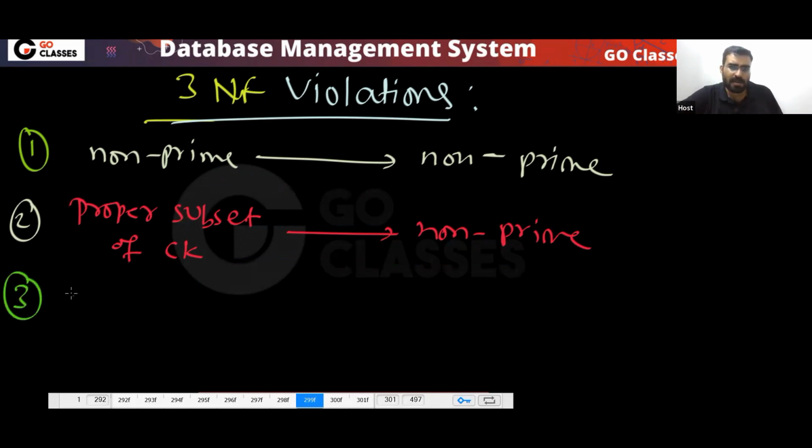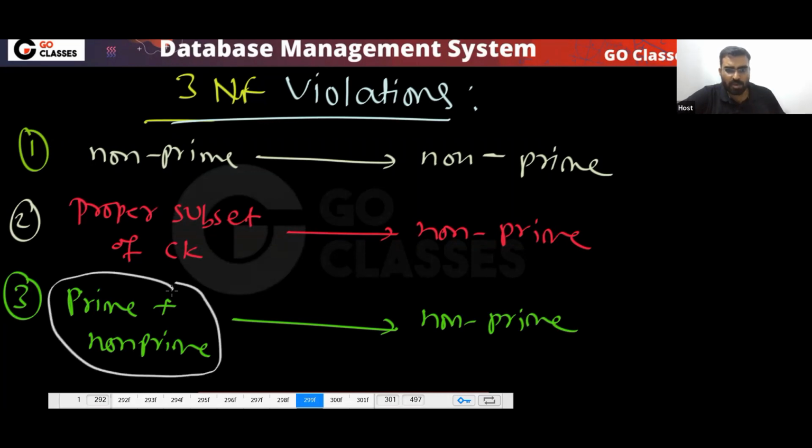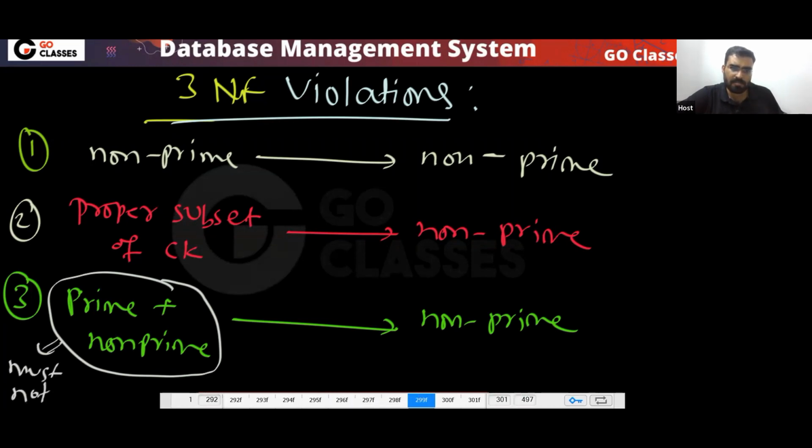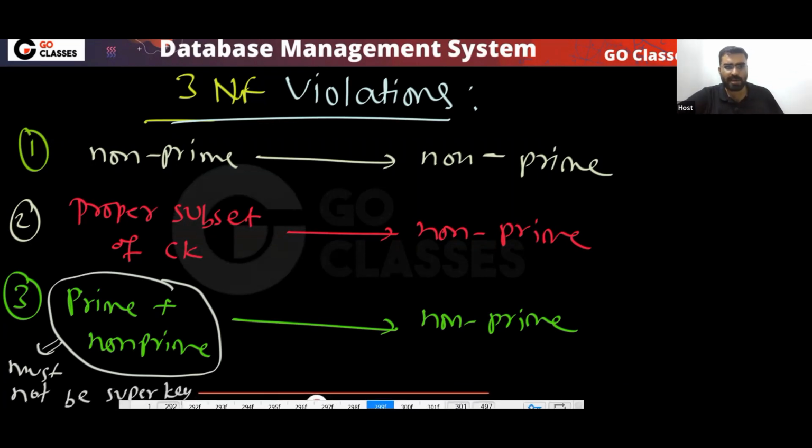Also, you can say, for example, prime plus non-prime determining non-prime. It must be a non-super key. It must not be a super key. Okay, so these are some ideas. So these are some 3NF violations.